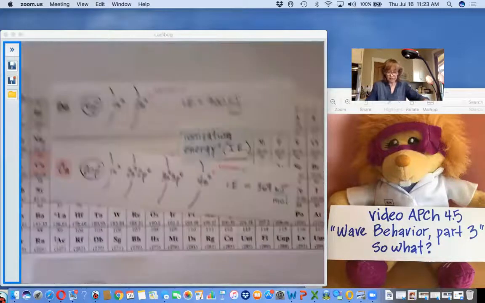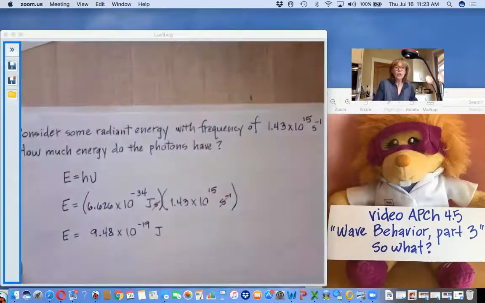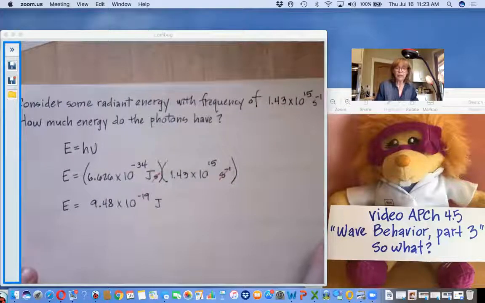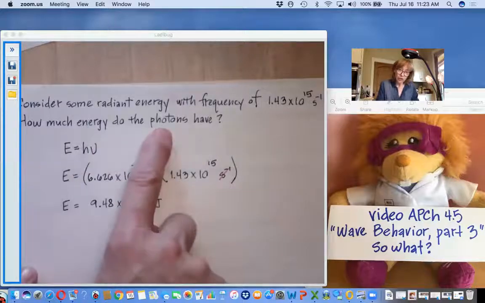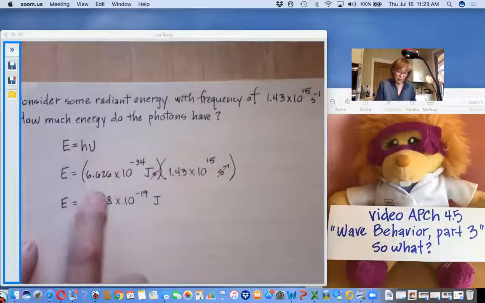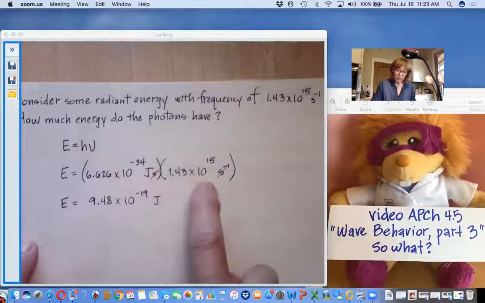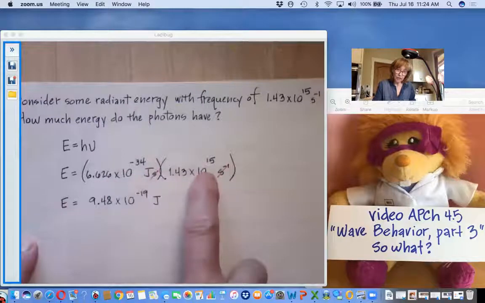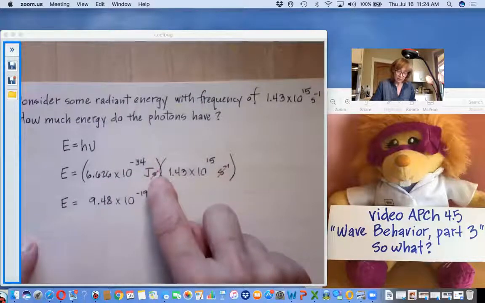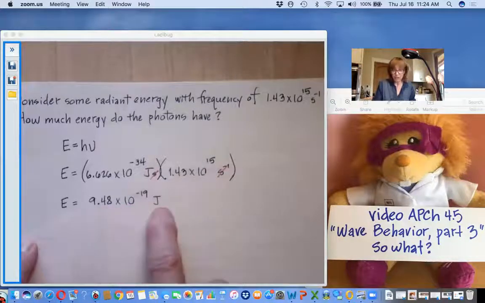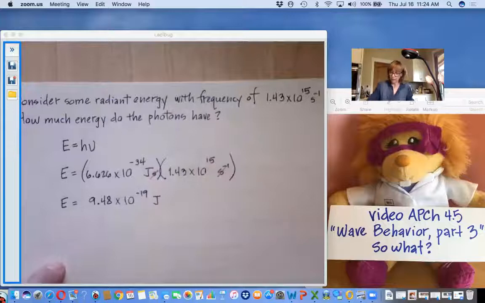All right, so let's consider some radiant energy whose frequency is 1.43 times 10 to the 15 per second. How much energy do those photons have? So this is our energy equation for a photon. We take Planck's constant and multiply it by the frequency of the radiant energy we're considering. And when I multiply these two together, my second cancels out my per second, and this gives me the very, very tiny energy of single photons of this particular radiant energy.